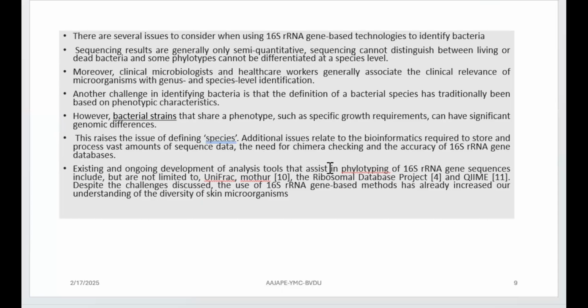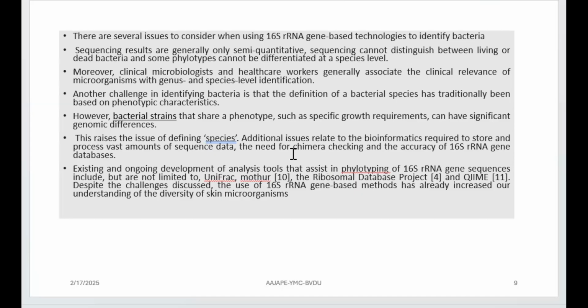Additional issues relate to the bioinformatics that is required to store and process vast amounts of sequence data. You cannot have only a limited number of reference data and try to match with it, and if it has similarity, or no similarity, you conclude based on that. That cannot be done. You have to have a vast store of the sequence data which is going to be used as reference data, right?